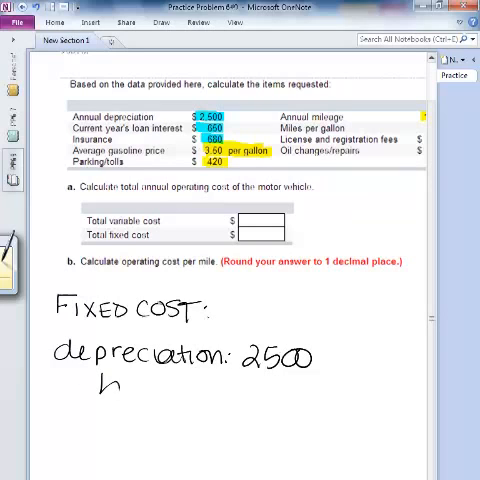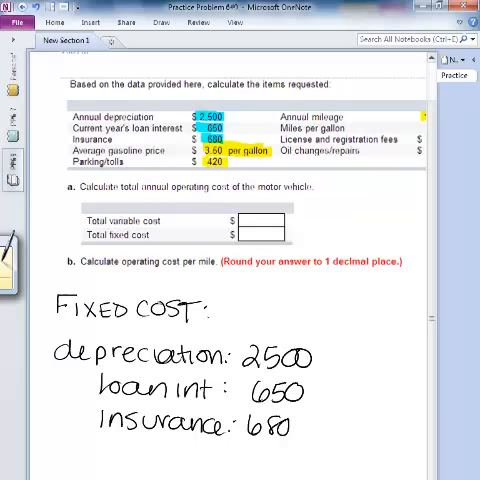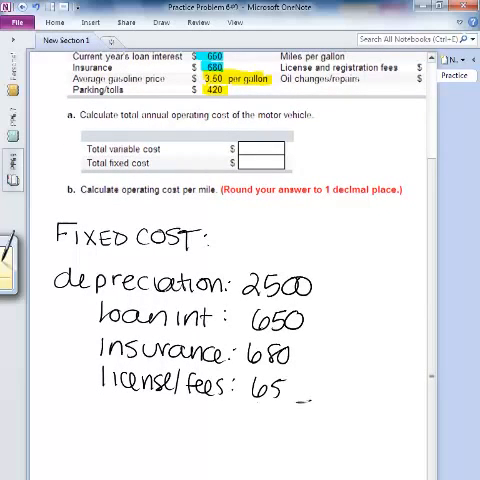Adding that to loan interest, and that is $650. I'm adding that to insurance, which was $680. And my license and registration fees, which is $65. So the total of that comes to $3,895. So this becomes our total fixed cost. So $3,895 is what I'd put up here.